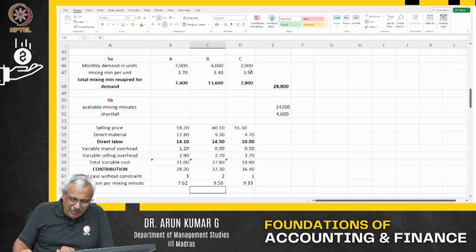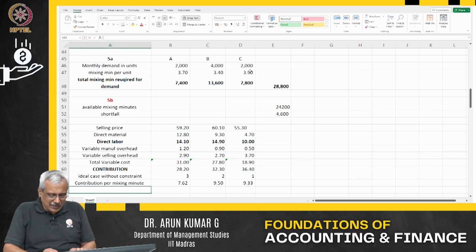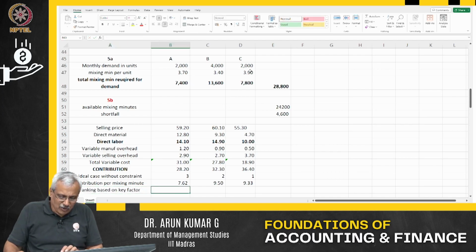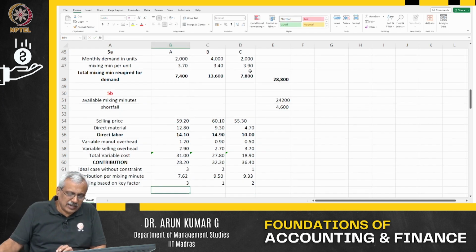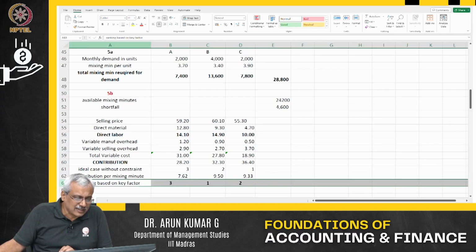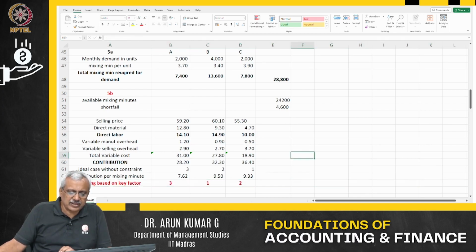So now what happens? My ranking changes. My ranking based on the key factor changes. Now this becomes 1, this becomes 2 and this becomes 3, because the ranking is dependent on the key factor, and in this particular case the key factor is this.